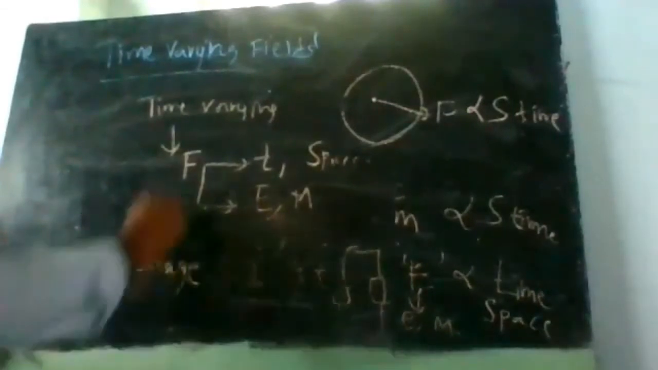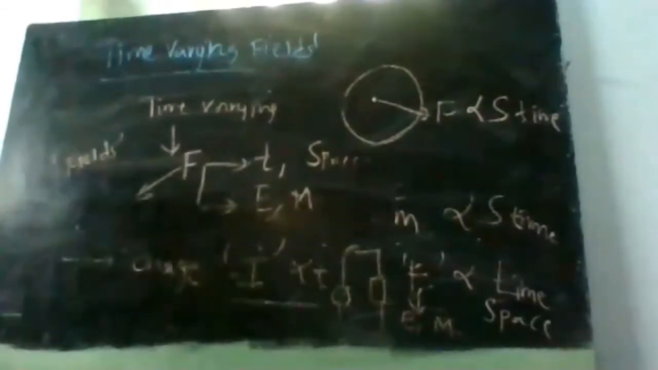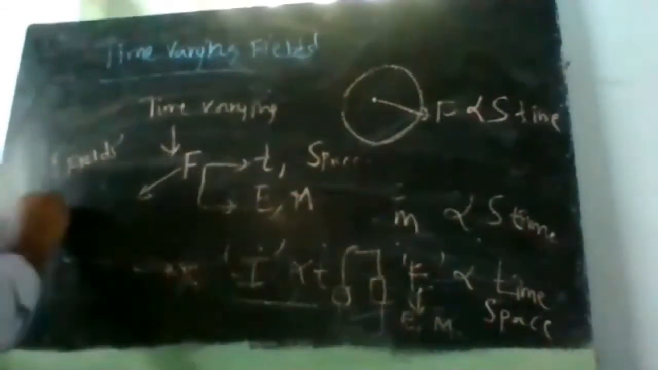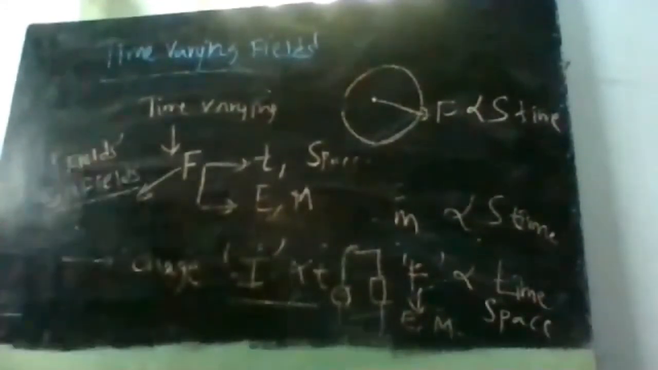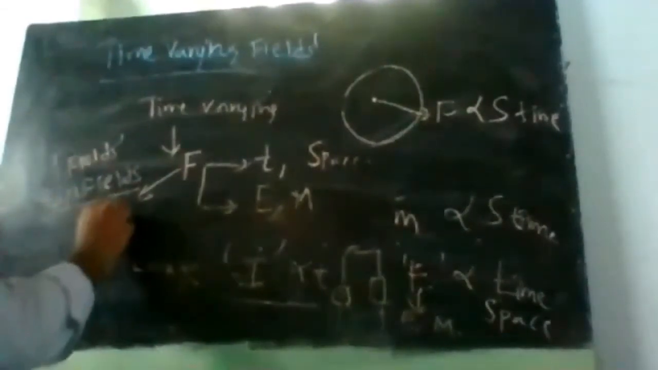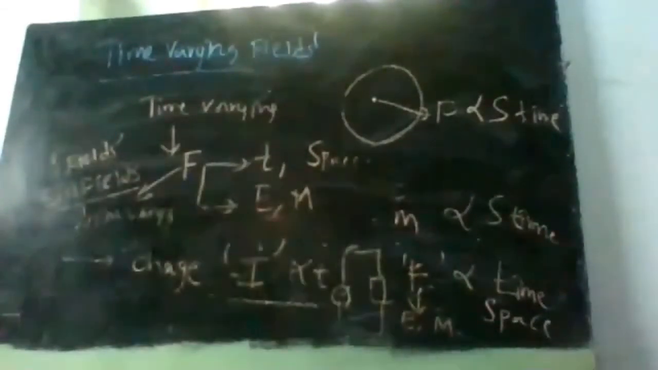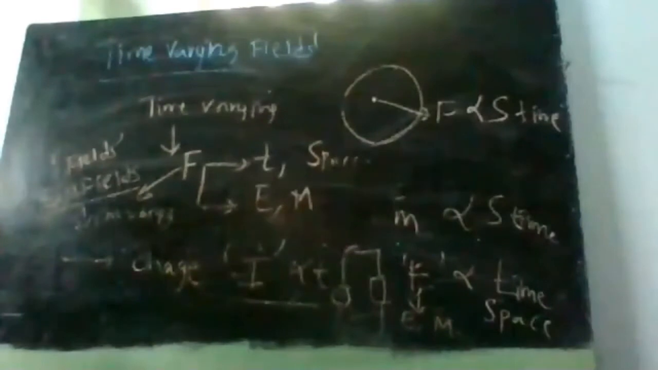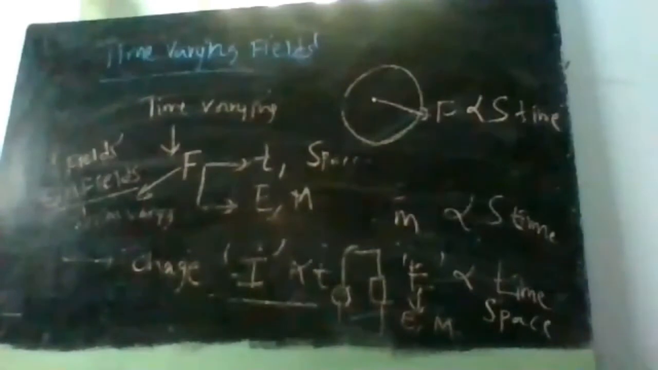Such types of fields, which have both electrical and magnetic nature, are called EM fields, electromagnetic fields, and the field will be called time varying fields. This time varying field should have both electrical nature and magnetic nature. How is that? We will see with the help of Faraday's laws.